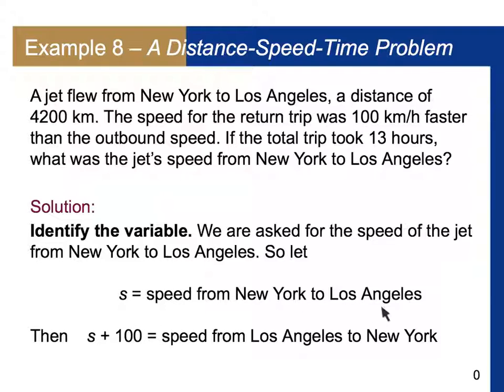So S is the speed from New York to Los Angeles. That will be our unknown. And then the speed from LA to New York coming back is S plus 100. It went faster on the way back. So we'll set that up as our variables. Actually, one variable, right?